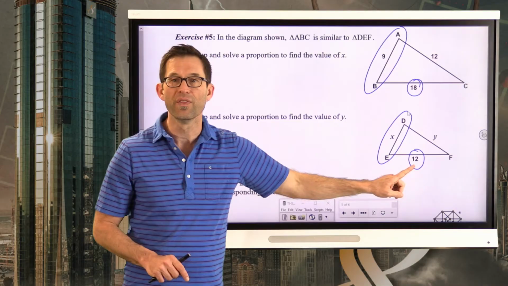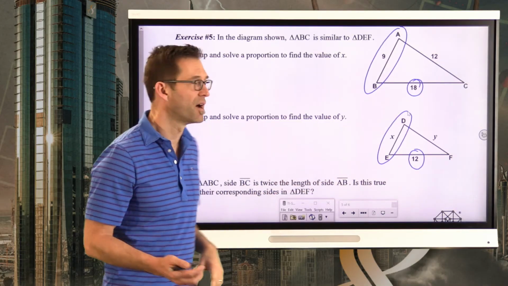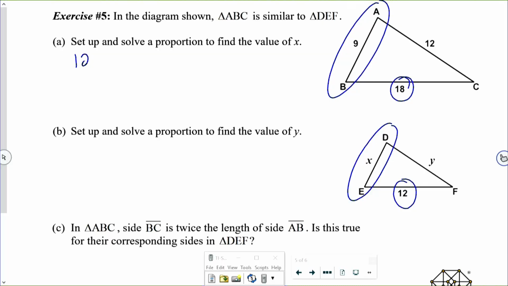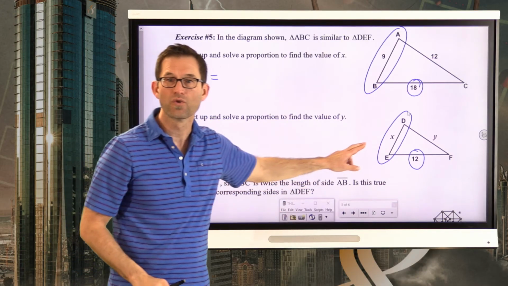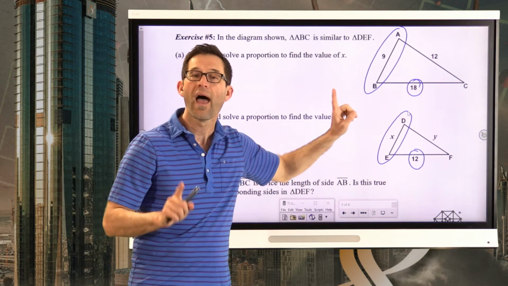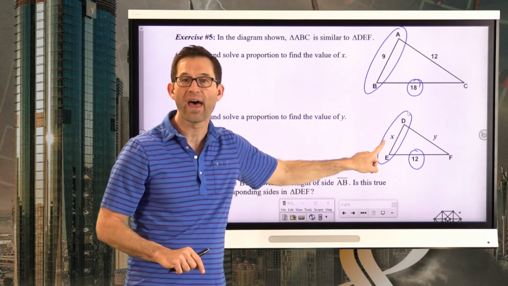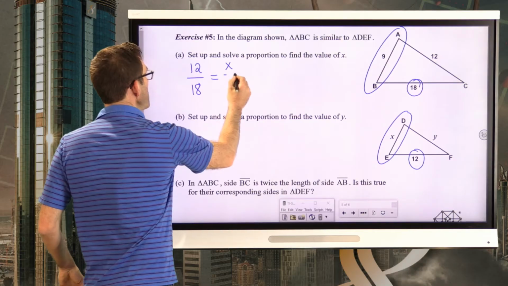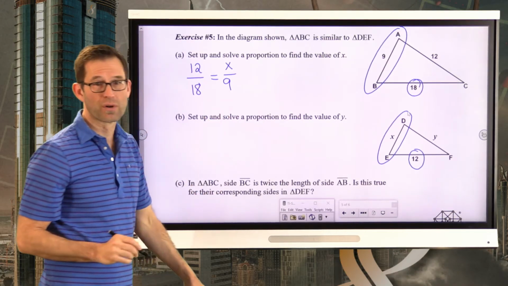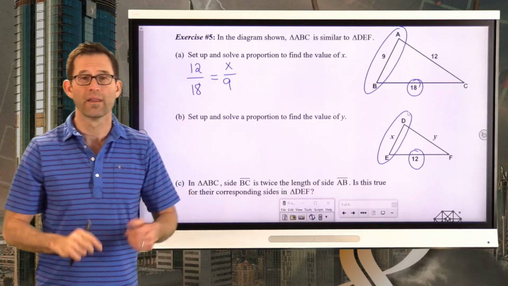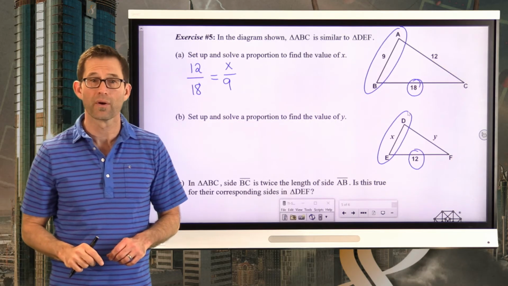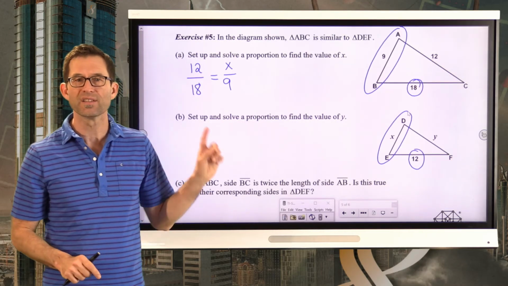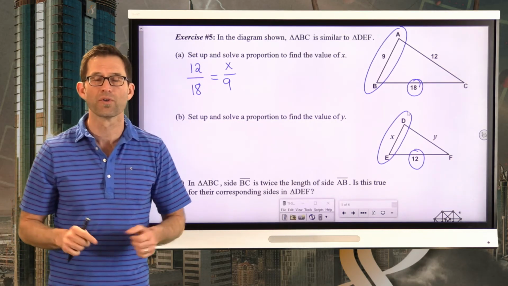I know if I take this side and divide it by that side, so if I take 12 and divide it by 18, right? So 12 divided by 18 has to be the same ratio as x divided by 9. That's what it means for variables to be proportional to one another, or for the side lengths to be proportional to one another. Now this is where it's kind of nice when I solve this using some cross multiplication.